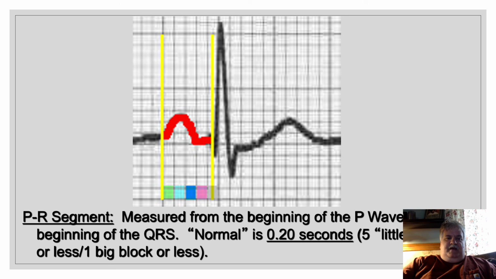In this case, we have about 4.5 little blocks, so 4.5 times 0.04 is about 0.18 seconds. And that's within the normal limits.